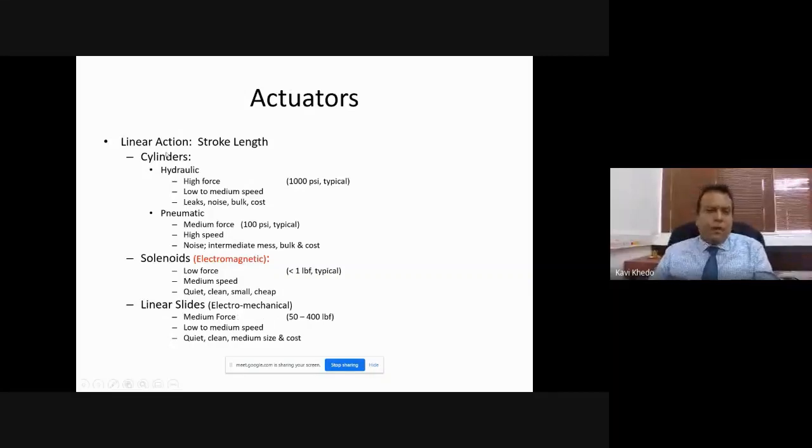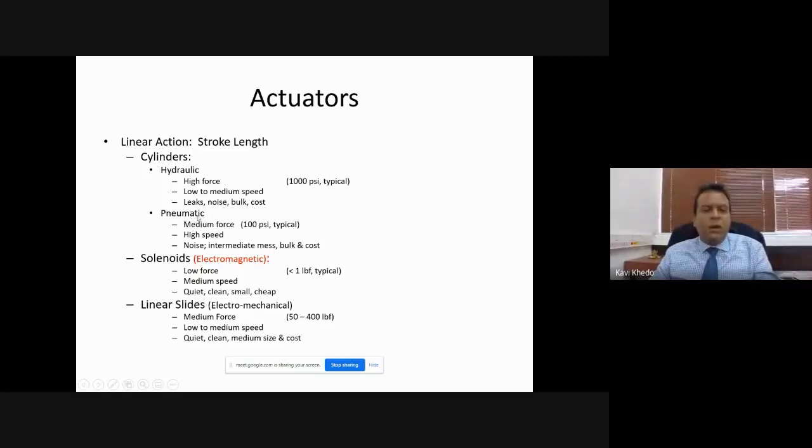These are examples of linear action in a straight line: a hydraulic cylinder, a pneumatic cylinder. A hydraulic actuator normally tends to generate a very high force. If you want to lift something, you can use hydraulic, but the speed normally tends to be low. It can move something very heavy, but slowly. You have leaks, it causes noise, and it is quite bulky.